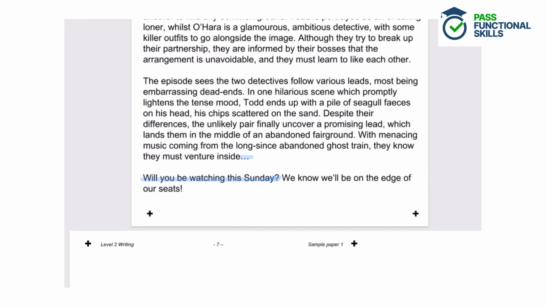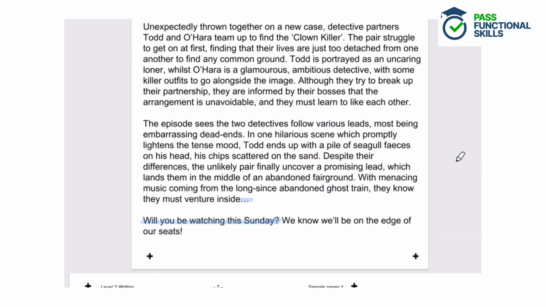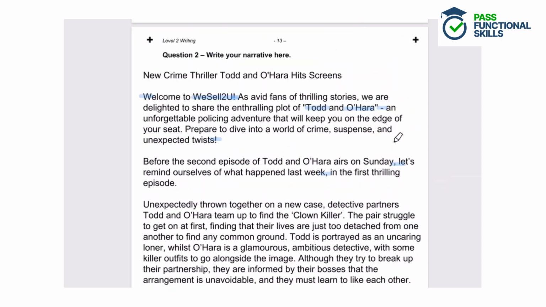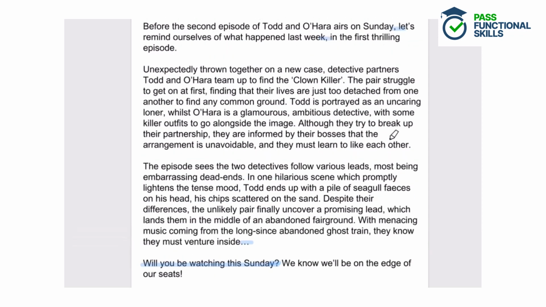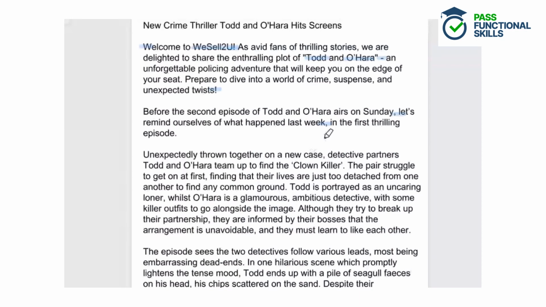So as well as including a variety of correctly used punctuation, this answer is grammatically correct. What does that mean? Well, it means that each sentence is accurate and it makes sense on its own. The best way to make sure your grammar is correct is to try and imagine that you are reading your answer out loud. So we've read this entire answer out loud and everything made sense.